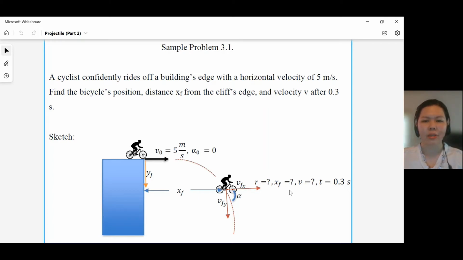Now the question is to find xf and v, velocity at t equals 0.3 second, and also position r. So when position is asked, we are actually looking for r.